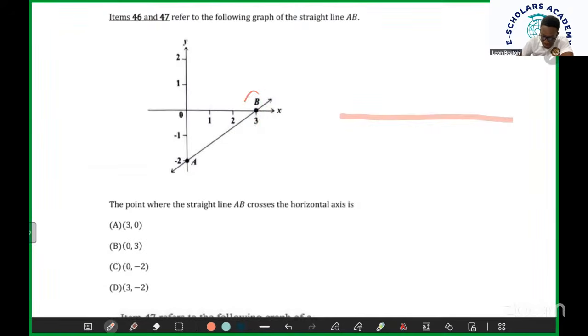This point here would be 3 across, 0 up. So (3, 0), not (0, 3). A, right? You see how we lose a mark? A lot of persons forget that you go across and then up, not up and then across. So it's 3 across, 0 up. So A is the answer. Careful.